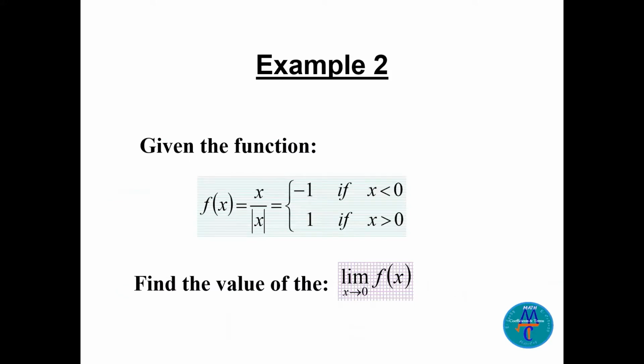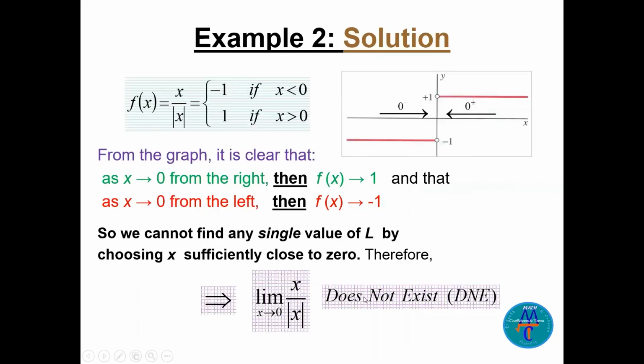Let's take another example. Function f of x is equal to x divided by the absolute value of x. That's easy to graph, because with the absolute value, we can take it one time positive, one time negative. Let's find the value of the limit of this function as x goes to 0. So we can draw the function now.